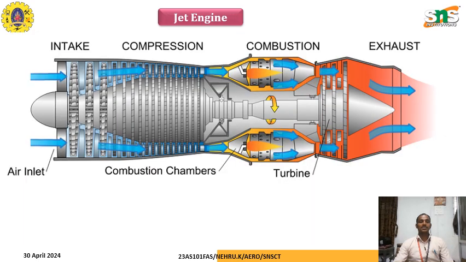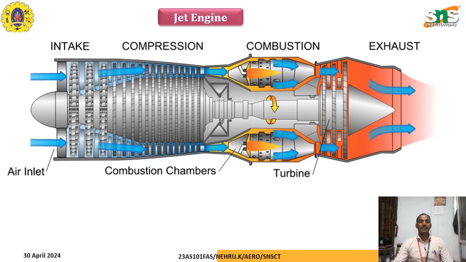Let us take a jet engine, which is usually used in our airplanes. In the construction view of this jet engine, we have the air inlet, the compressor region, the combustion region, and the nozzle or exhaust region. Between combustion and exhaust, we have the turbine, which helps us to rotate the compressor blades. So we have the first stage compressor and second stage compressor.